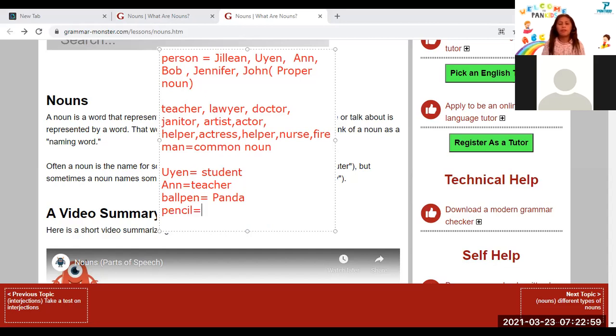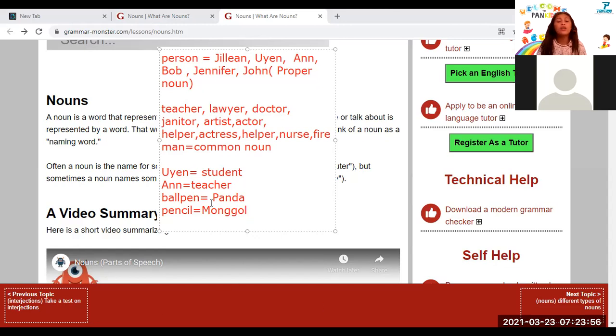Where's the pencil? I have pencil here. What's the name of your pencil? I don't have pencil here. It's Booty. The name of my pencil is Tang. It's different. It's a Hello Kitty pencil. I have a Hello Kitty pencil here. Okay. Next is 10. Pencil is Mongol. That's the name of my pencil.